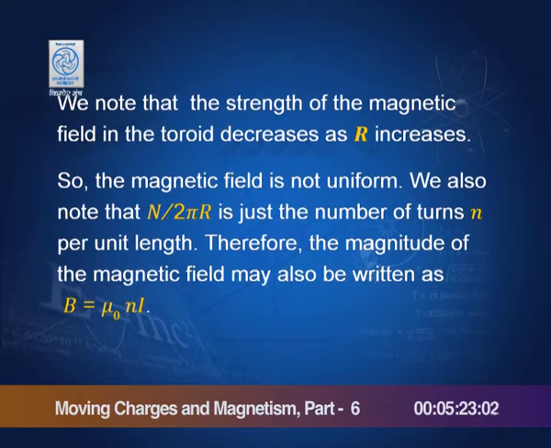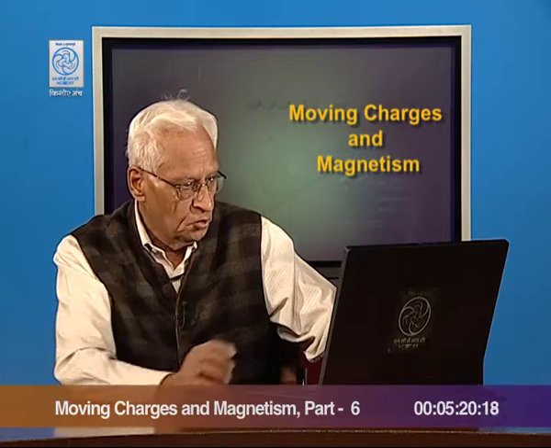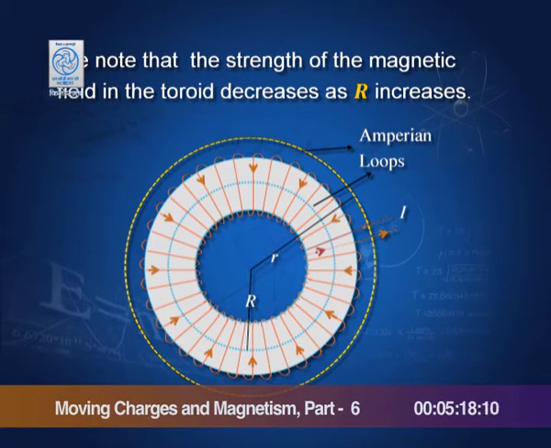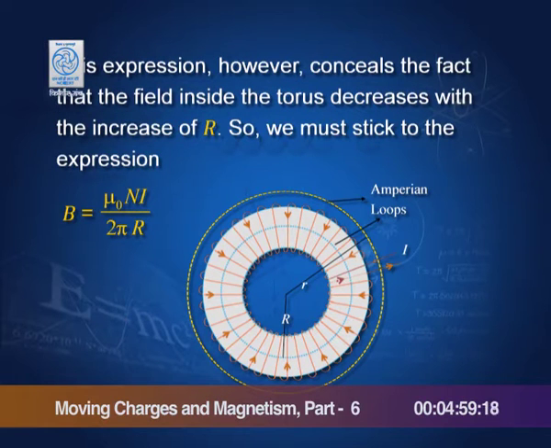And we note also that the magnetic field decreases with R, that is, from the center, as R increases from here to here, the magnetic field decreases, and it is strongest along the axis. This expression, however, conceals the fact that the field inside the toroid decreases with the increase of r. So, we must stick to this expression. Instead of using the other expression, it is much better to use this one.